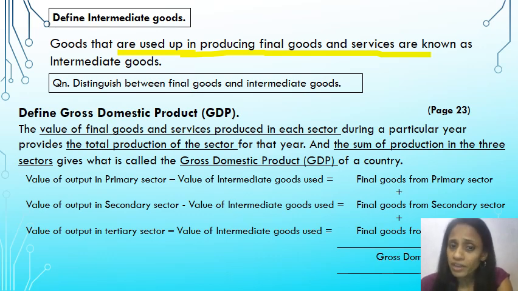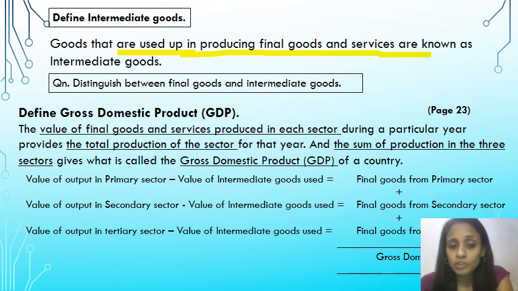And another question we can expect for 3 marks or 5 marks even: distinguish between final goods and intermediate goods. So how can we differentiate? One, on the basis of the meaning of final goods and intermediate goods. Second, you can give the example. Third is, the value of the final goods is counted and the value of the intermediate goods is not counted. Okay. Now on page number 23, the next very important topic is there, gross domestic product, GDP.